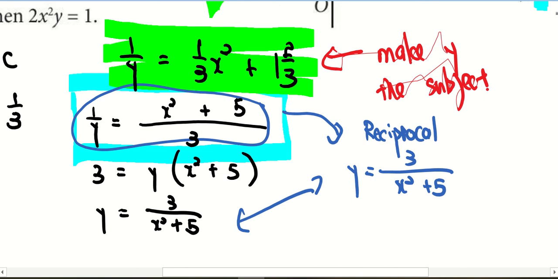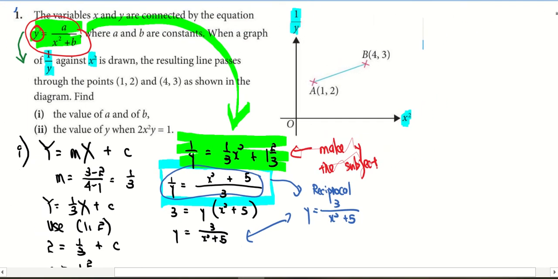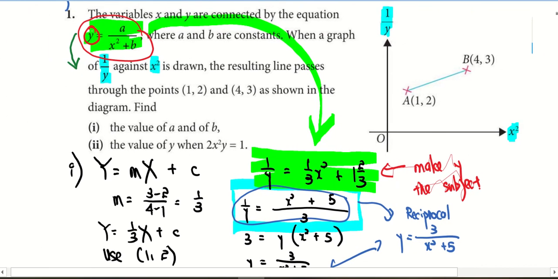Now, once I reach this step, it is very obvious you can find the value of A and B. We just have to compare to our original equation. So, state the value of A and B. What is the value of A? 3. What is the value of B? 5.